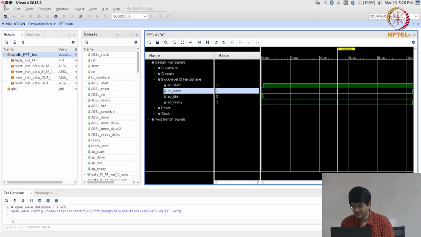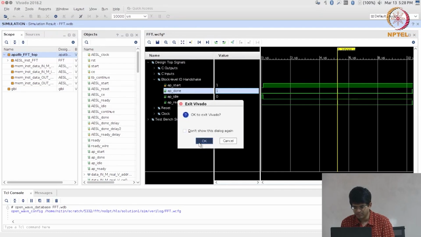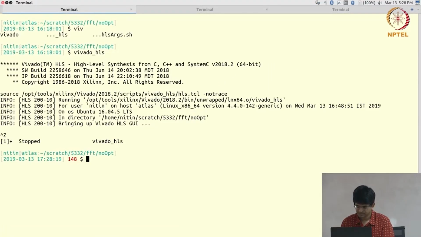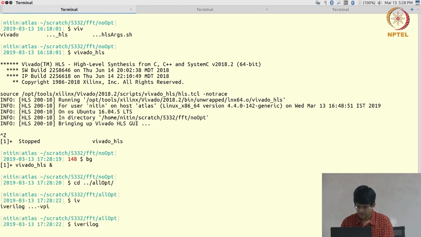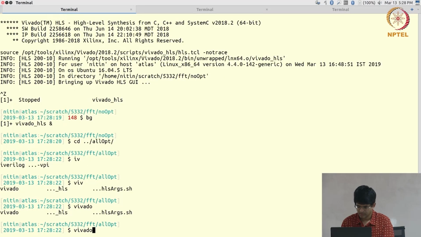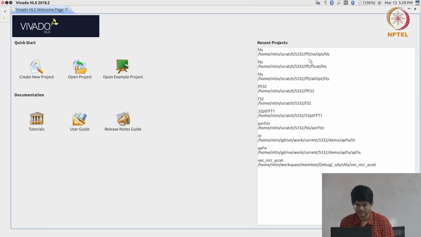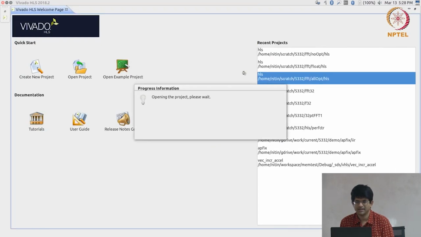I am going to close this. But just for completeness, I also want to show you another variant of this same design, where I have made a couple of optimizations. Like I told you, I am not telling you what the optimizations are, it is just things that you can probably figure out, and anyway we will be discussing later.